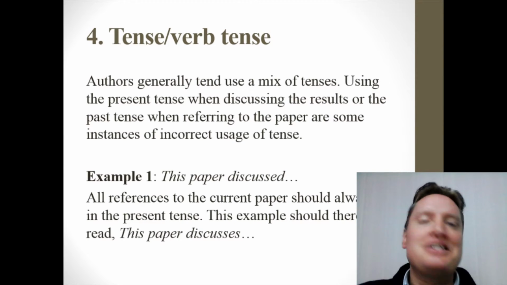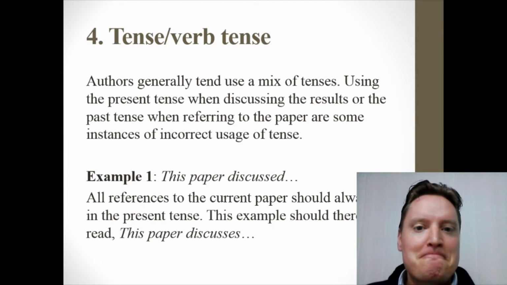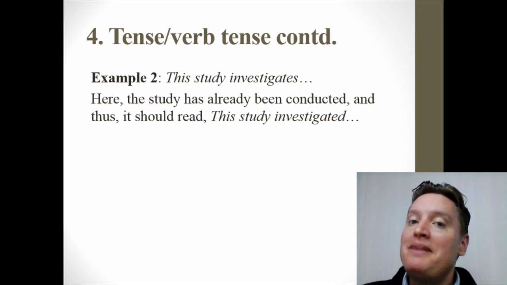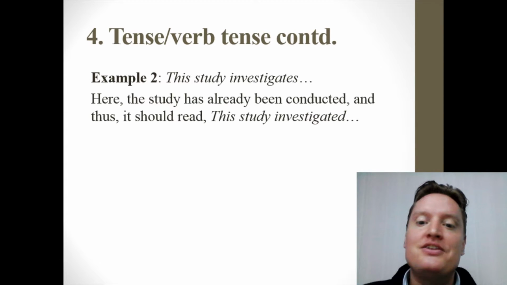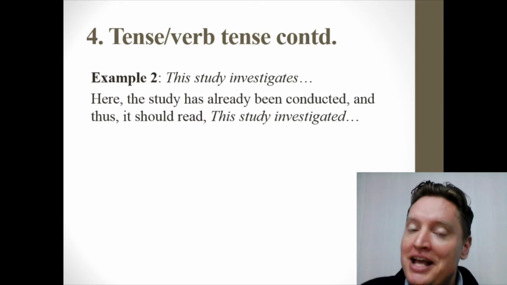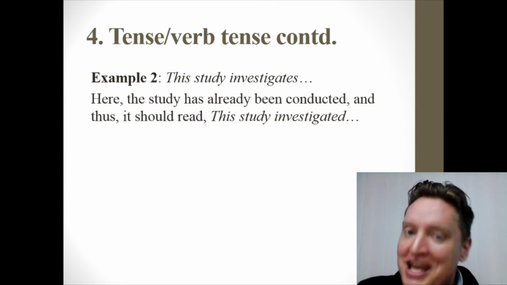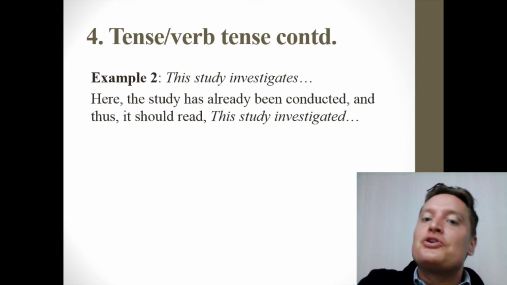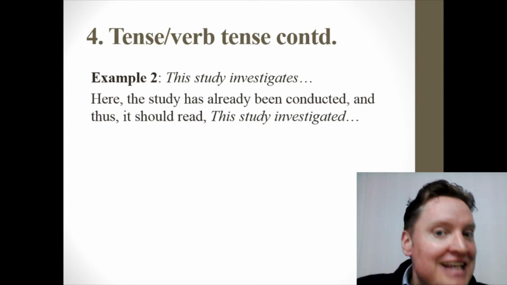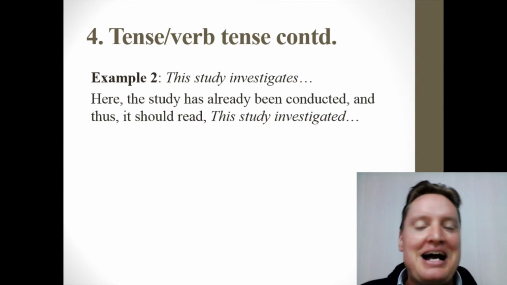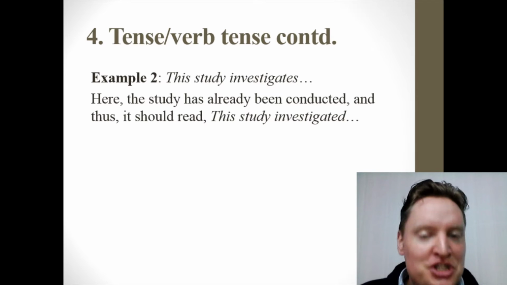This article states. This study investigates. Here, the study has already been conducted and thus should read, this study investigated. So remember that the paper or the article, the document, is in the present tense. But the study, the investigation, the research has been completed and therefore in the past tense. So this study investigated, but the paper investigates. Just a little academic convention to keep in mind.